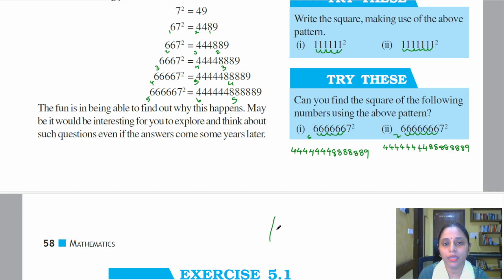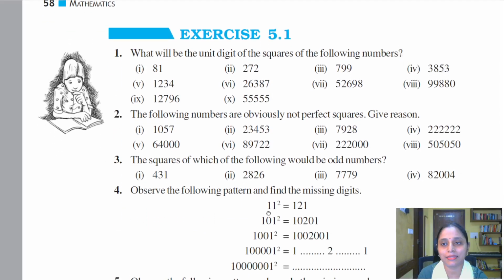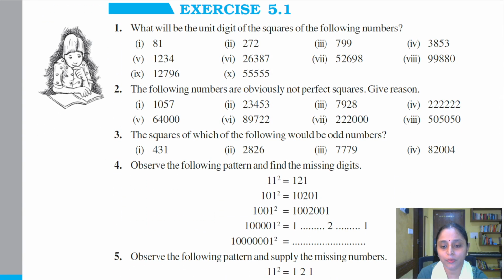So this way, even in the textbook exercise they have given a few patterns and asked us to fill out the remaining blanks. Okay, so let's quickly start the exercise. It's a very small exercise, we can quickly finish it off. What will be the unit digit of the squares of the following numbers?